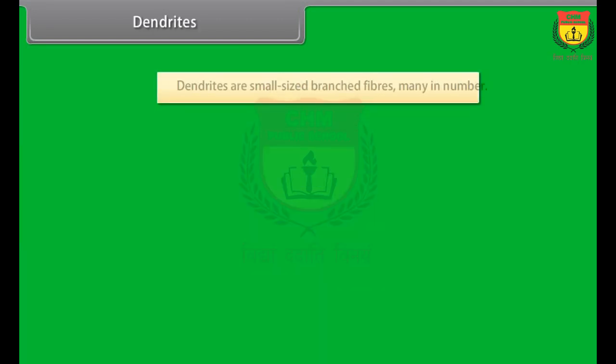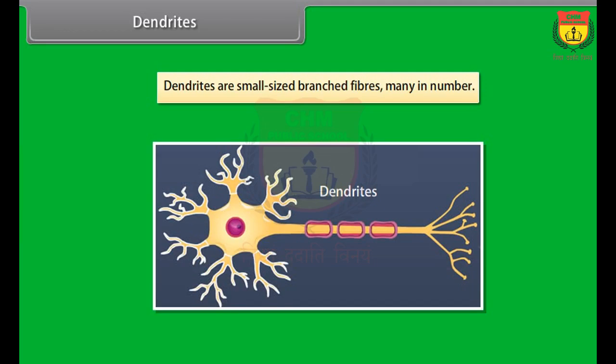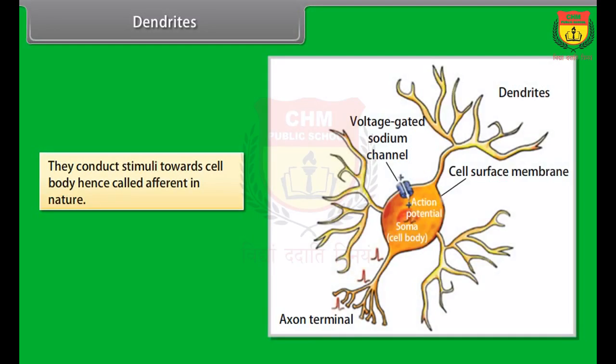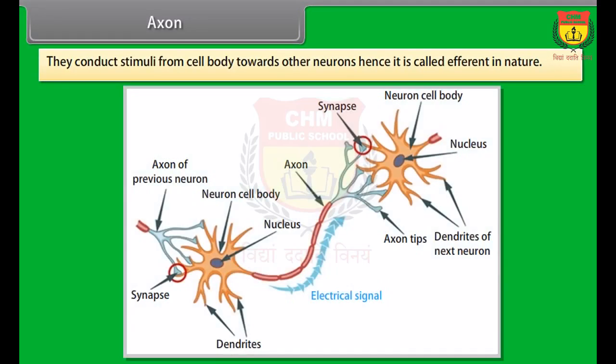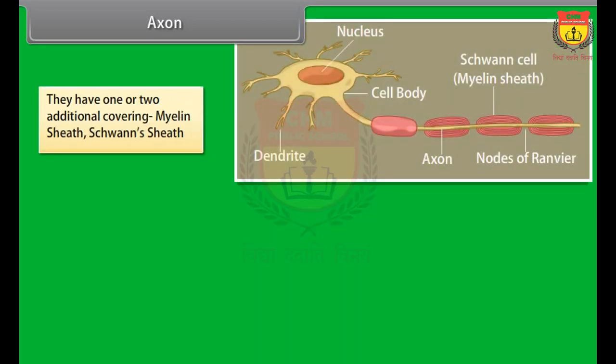Dendrites. Dendrites are small branched fibers, many in number. They conduct stimuli to the cell body, hence are called afferent in nature. Axon. Axon is actually the longest cell in the body. They are long fibers. They are unbranched and only 1 in number. They conduct stimuli from the cell body towards other neurons, hence it is called efferent in nature. They have one or two additional coverings: myelin sheath and Schwann sheath.